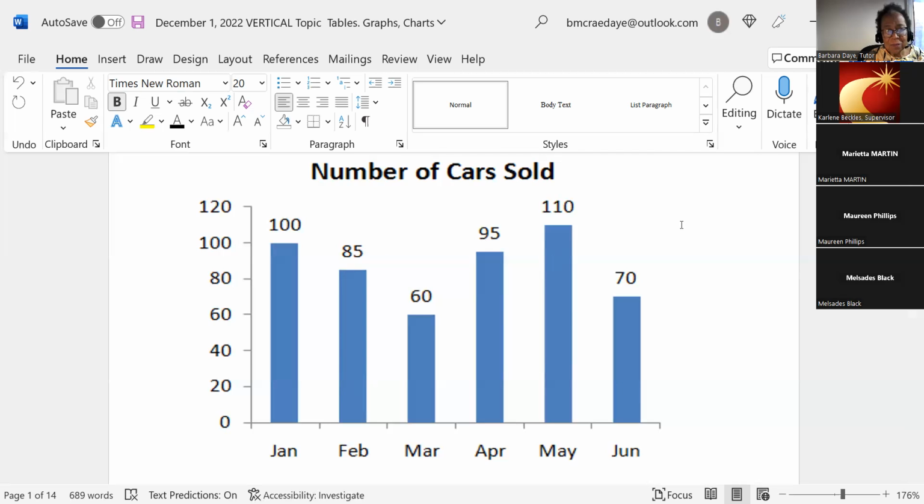What's the difference between 110 and 85? Wait a minute. That's mental math now. What do you add to 85 to get 100? Oh, do you have to add?